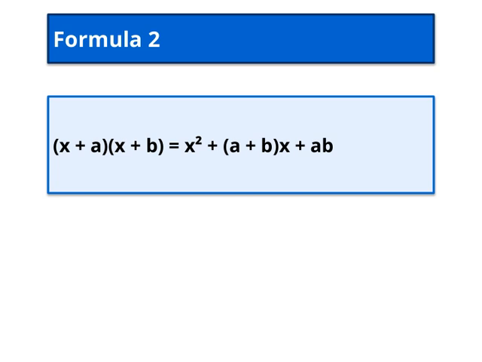First, we multiply the two x terms to get x squared. Then, we add the coefficients a and b, multiply them by x, which gives us the middle term. And finally, we multiply a and b together to get the constant term at the end.